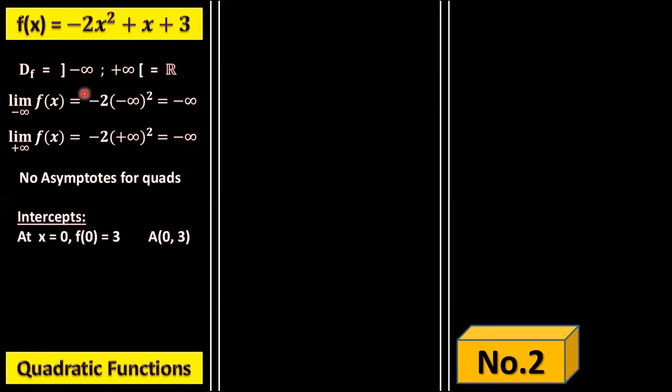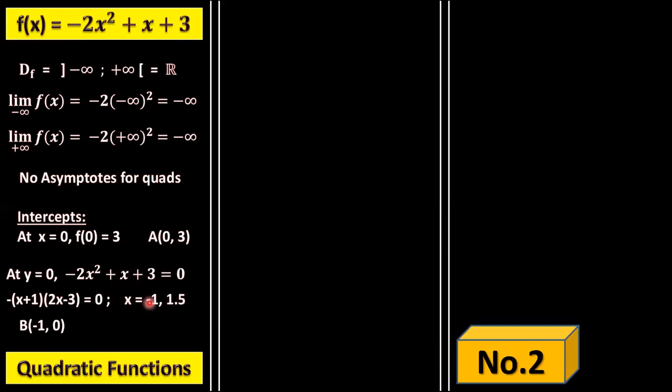For the intercepts here, when x equals 0, the value of y will be 3. So we have the first intercept at 0, 3. And for the other intercepts, what happens when y equals 0? When y equals 0 and we solve this equation, the values of x will be minus 1 and plus 1.5. So therefore, the other two intercepts we have are minus 1, 0, because when x is minus 1, y is already equal to 0, and 1.5, 0. So we have 3 intercepts for this particular curve.